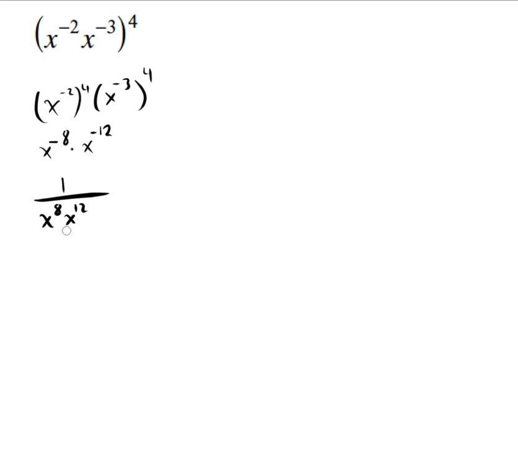On the other side of the fraction bar. So now I'm going to apply the product rule. And I multiply these two together, which means I actually end up adding them, which gives me 1 over x to the 8 plus 12, which is once again 1 over x to the 20th. And that is my final answer.